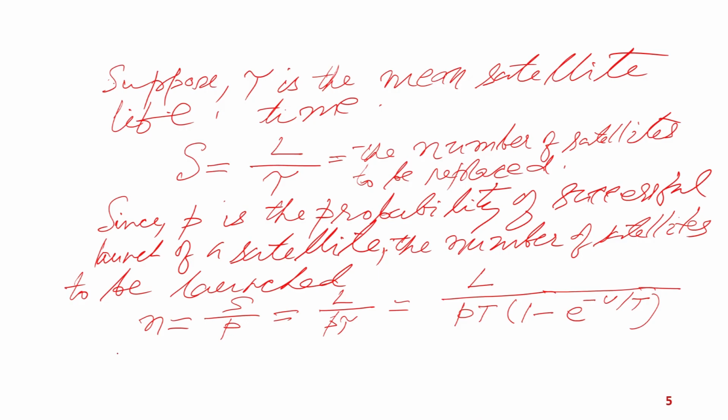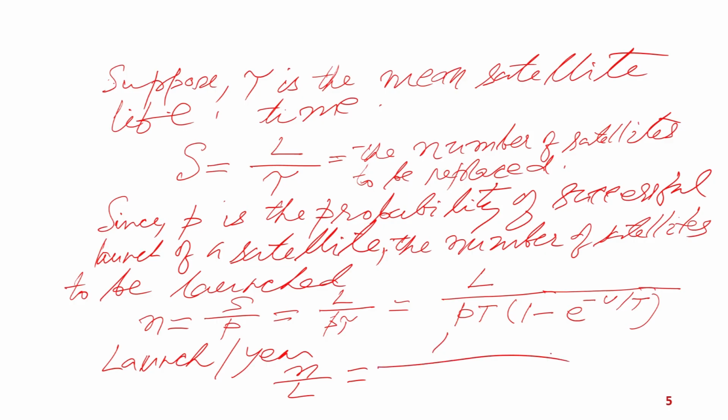Okay. So, if I want to know the number of launches per year, I can write n by L is equal to 1 by P t into 1 minus e to the power minus u by t. So, we have written n is equal to L divided by P t into 1 minus e to the power minus u by t. Okay.